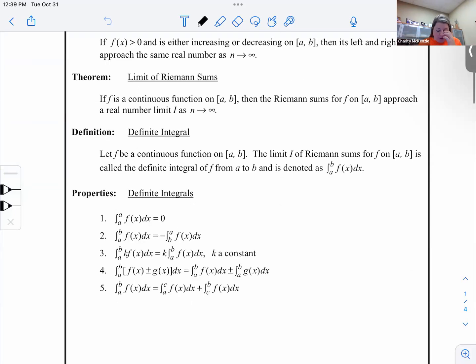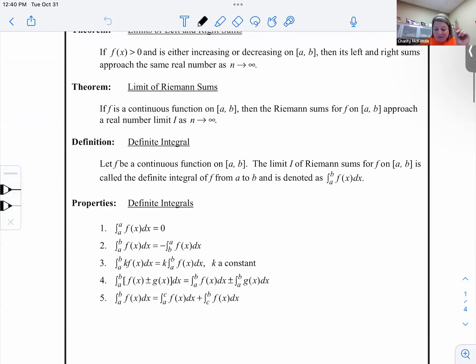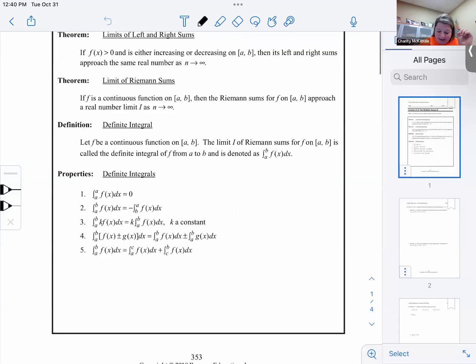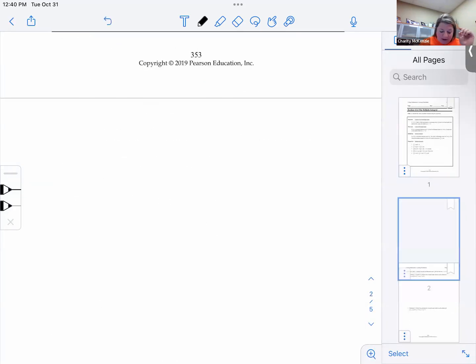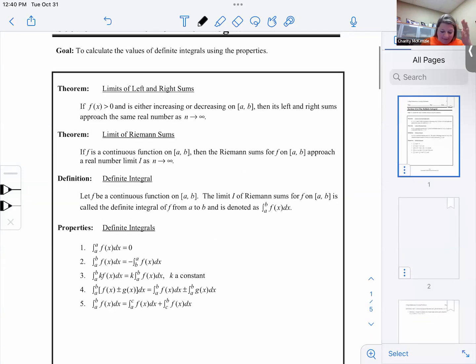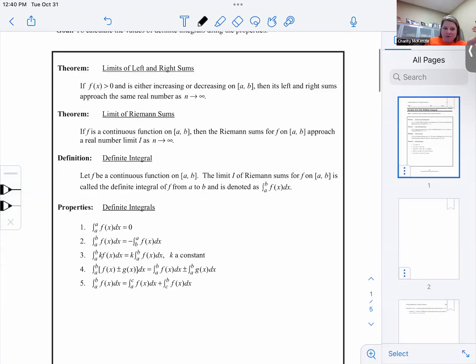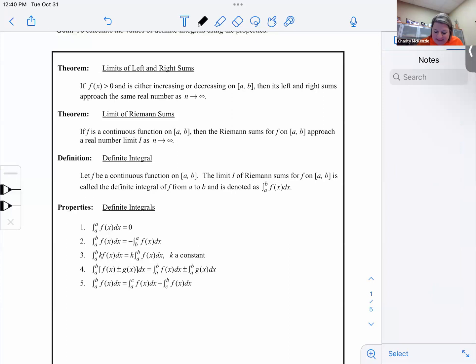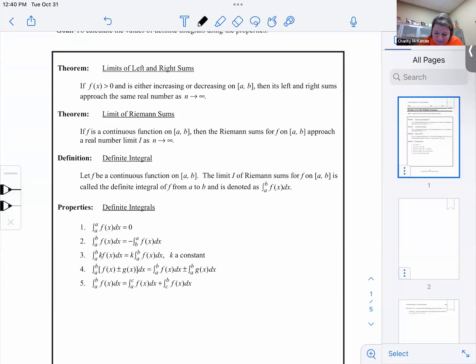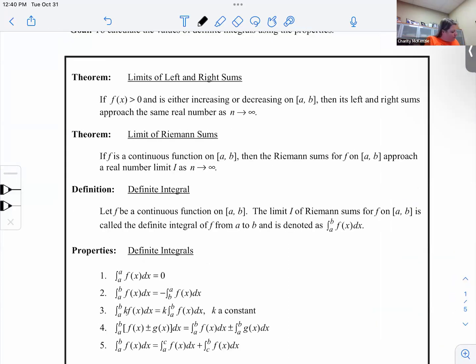I know that your note packet probably doesn't have a lot of room for you to add this, but I'm going to add a page here, and I want to show you a little more than what they have for the notes part. So they just talk about Riemann sums without the visualization of it. I think it's a little bit harder.